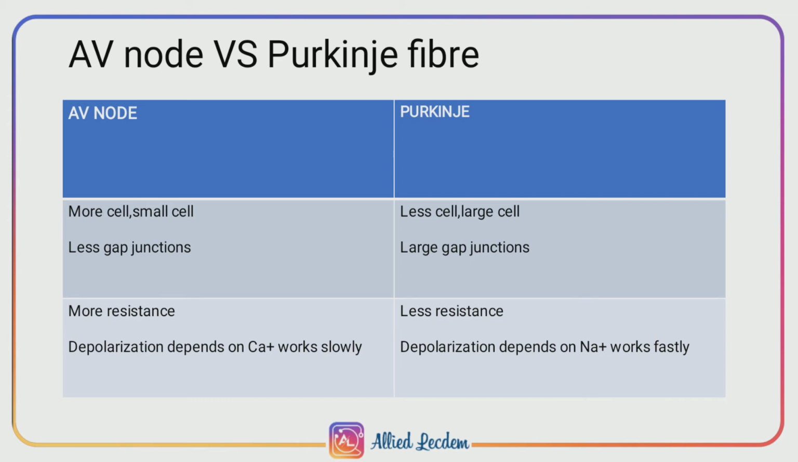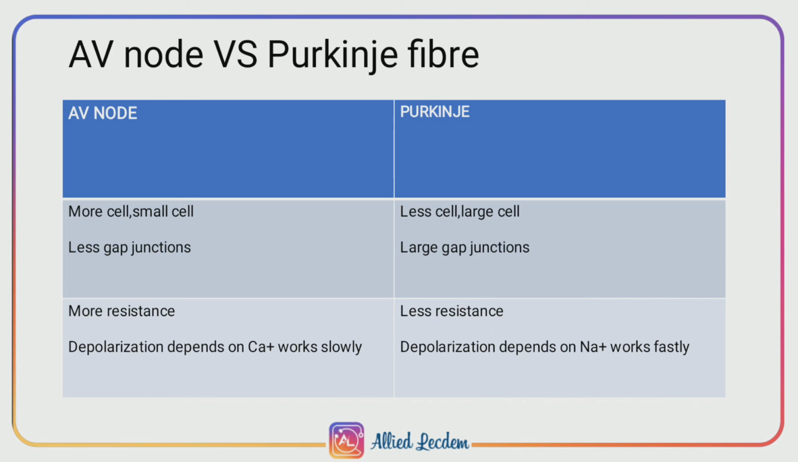For example, just imagine there is a small block of tiles and a big block of tiles. When we jump from one tile to the next in the large block, we can quickly reach the success line. But in the small block, it takes much more time. This example clarifies the fast conduction in the Purkinje system due to large cells and the slow conduction in the AV node due to small cells.